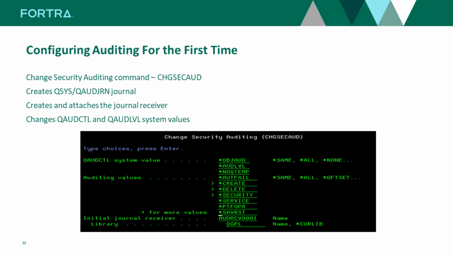You can decide where those receivers should go. And I inadvertently, on my slide, put it in QGPL. I don't recommend putting these receivers in QGPL. I recommend putting them in a unique library at the top of the save, so maybe something that starts with £, so they're getting saved right off the bat when you do your full system saves. And that command, in one fell swoop, will get your auditing started for you.